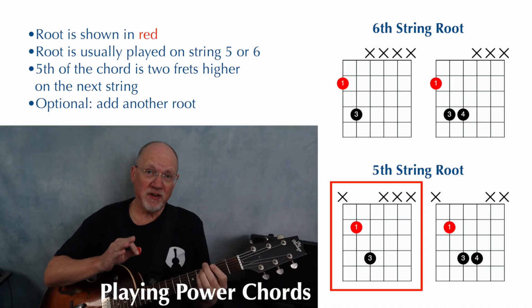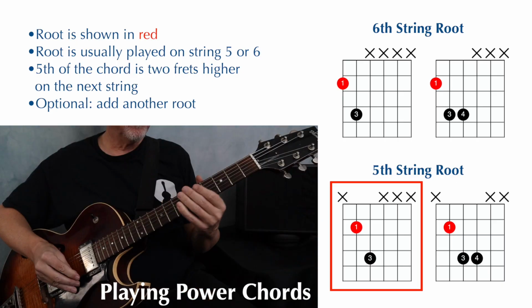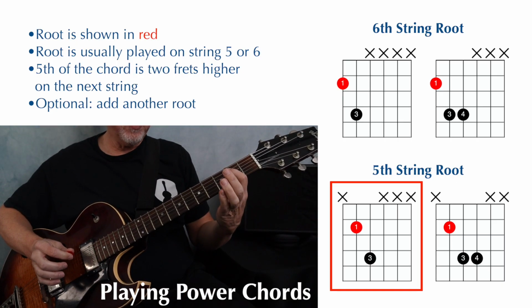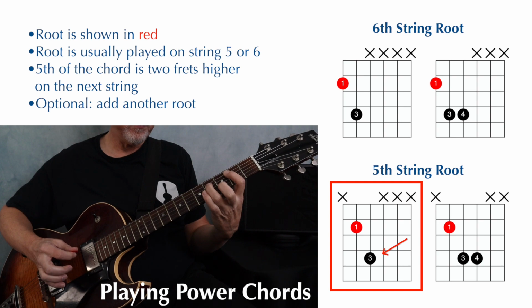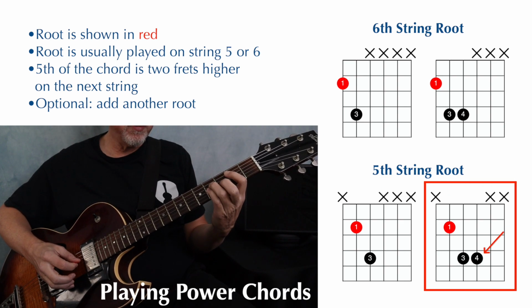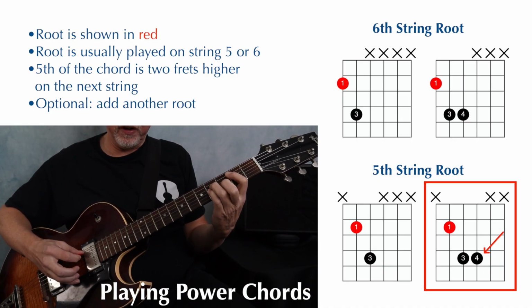If you play the root on the 5th string, the shape stays the same, you just move to a different set of strings. So if the root is on the 5th string, 1st finger, the other note will be on the 4th string 2 frets higher with your 3rd finger. And if you prefer, you can play that extra root note an octave higher on the 3rd string with your 4th finger, same fret as your 3rd finger.